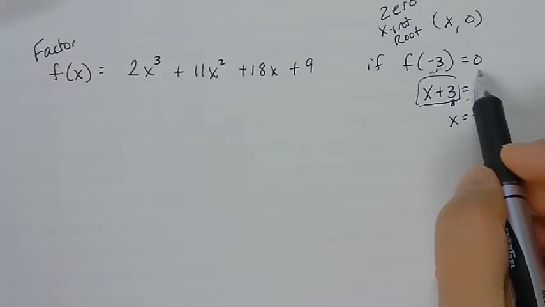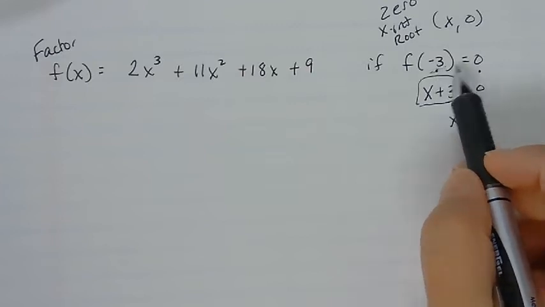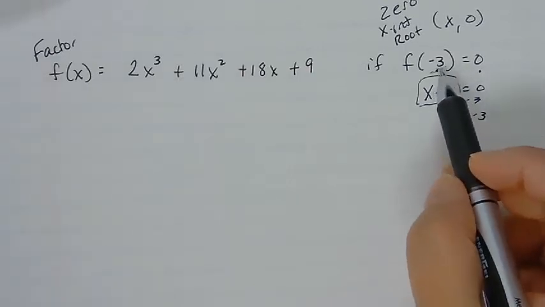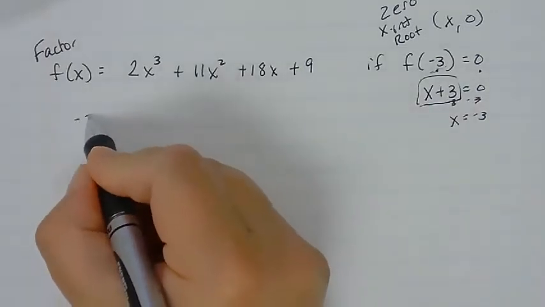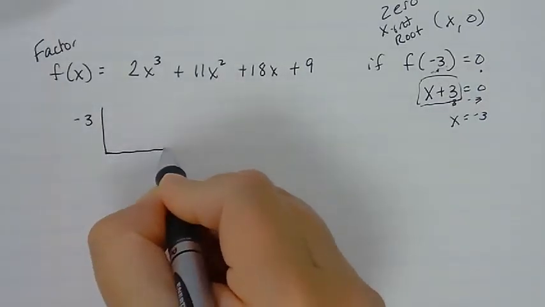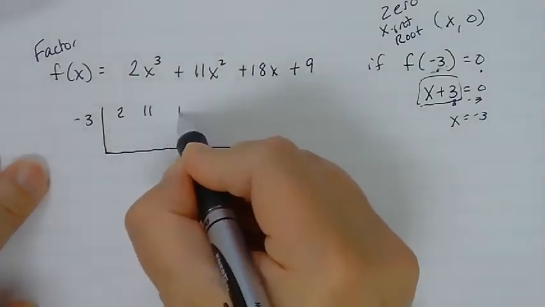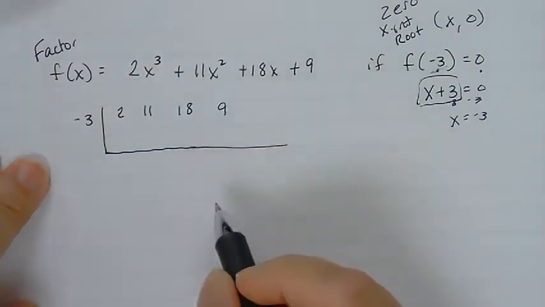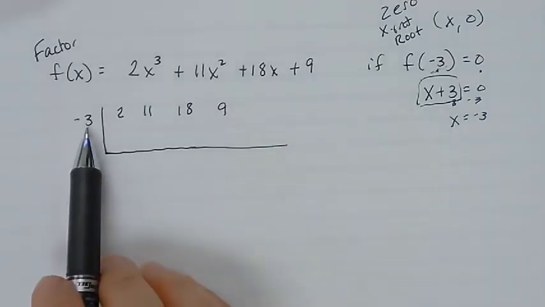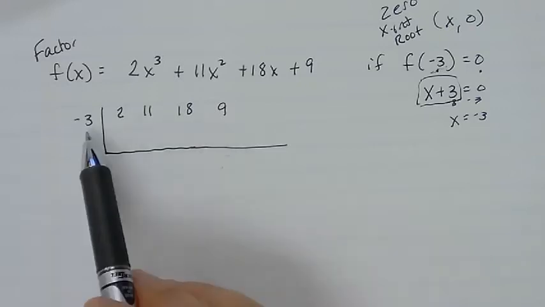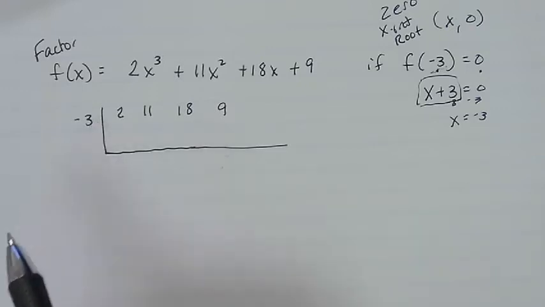So let's keep going with this. If -3 is a zero, x plus 3 is a factor. So I'm going to put -3 for my synthetic division. I'm going to have 2, 11, 18, and 9. So this tells me if I put in -3 and I get a 0 right here, then -3 is a zero of this polynomial.